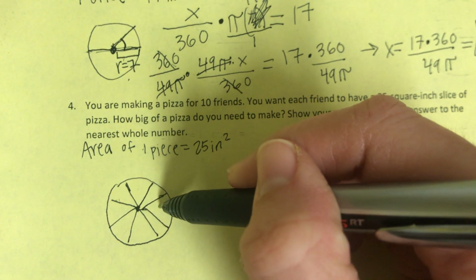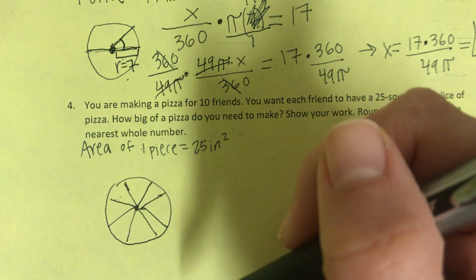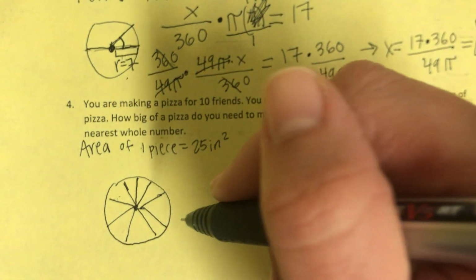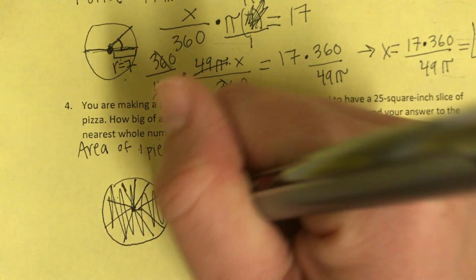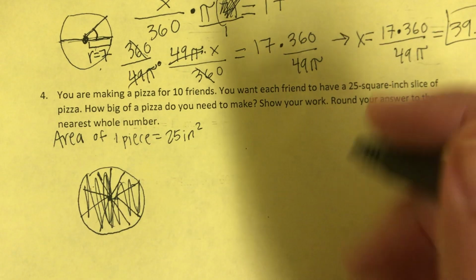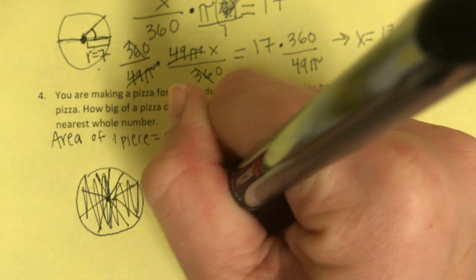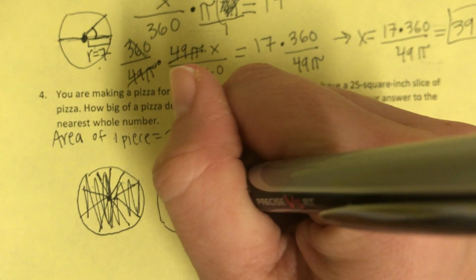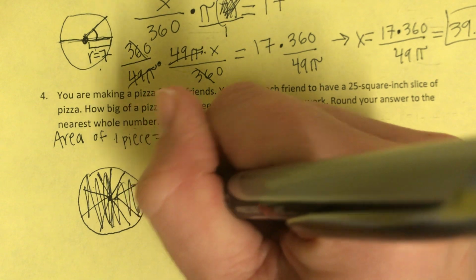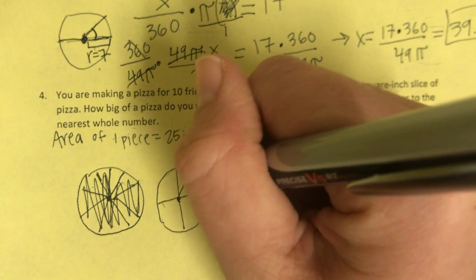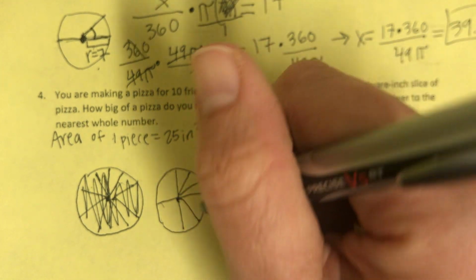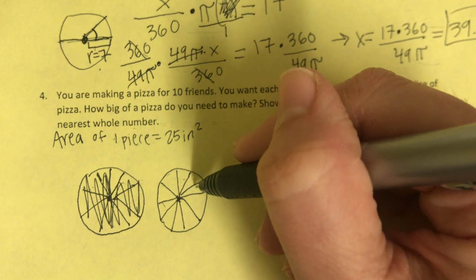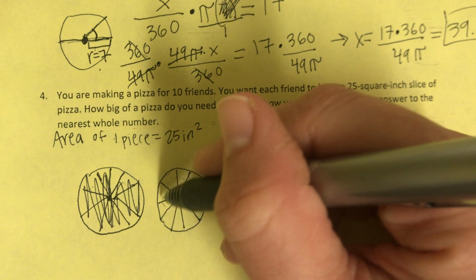Okay, 1, 2, 3, 4, 5, 6, 7, 8. Oh no. 9. Hold on, we're going to start this over. Hopefully you're better at drawing pizzas than I am. So I draw a pizza and I want it in 10 slices. These aren't going to be even slices, but pretend they are. So I have 1, 2, 3, 4, 5, 6, 7, 8, 9, 10.